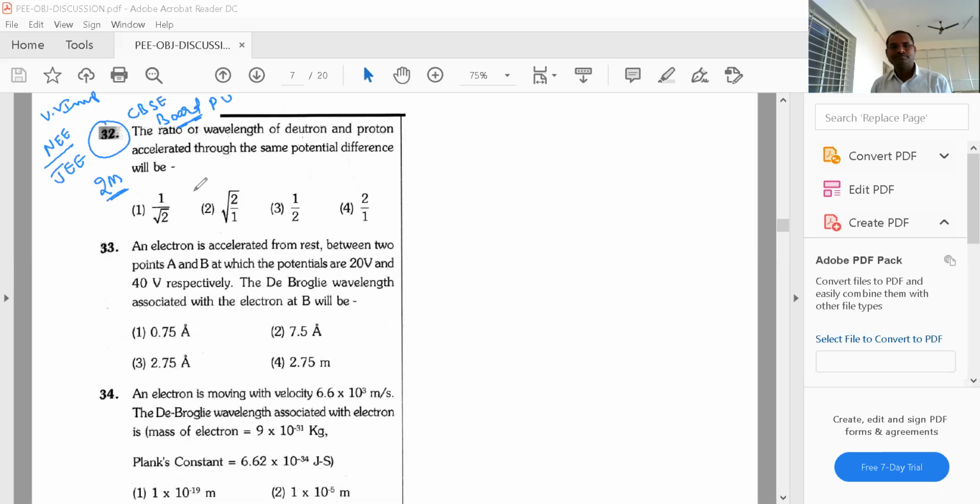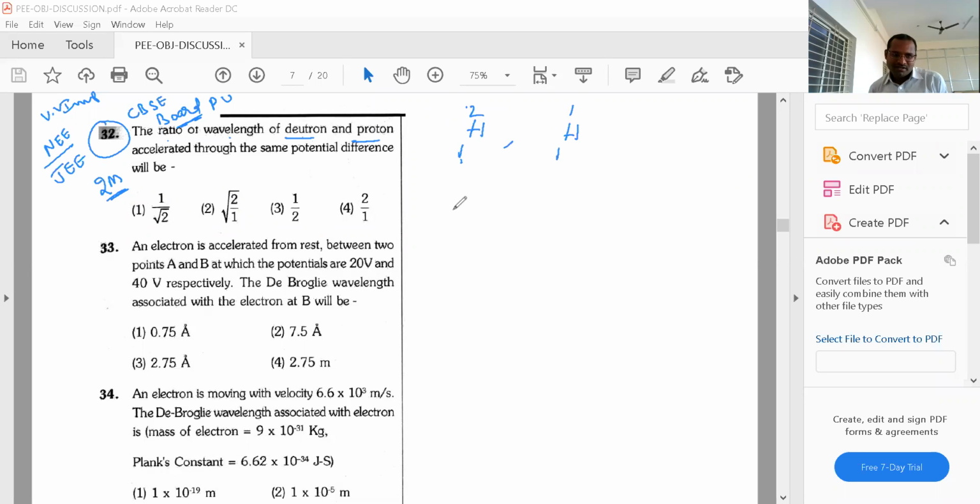And easy also. And for JEE and NEET also they will ask this type of questions. Don't forget. They're asking the ratio of wavelength of deuteron to proton. What is deuteron? Deuteron is nothing but H12, and proton is nothing but H11. This is the charge number, this is the mass number. You know this in chemistry.